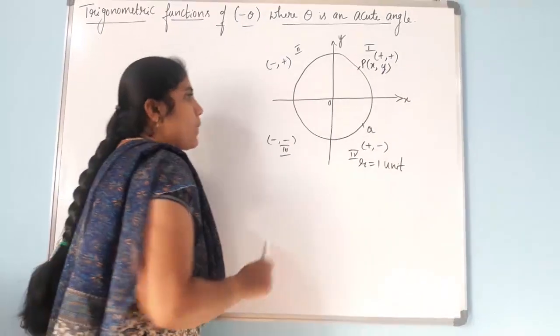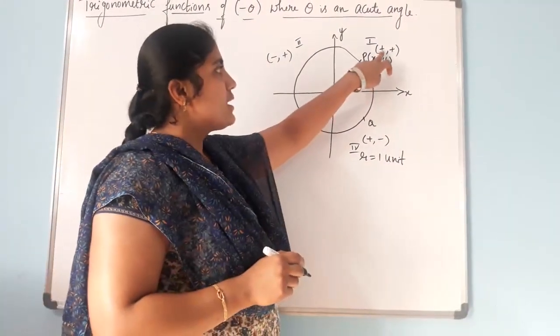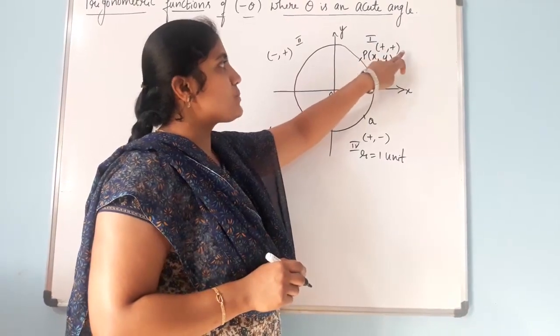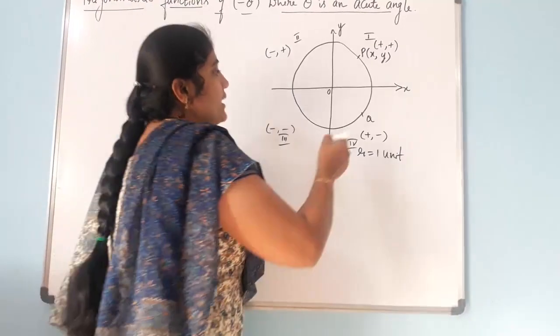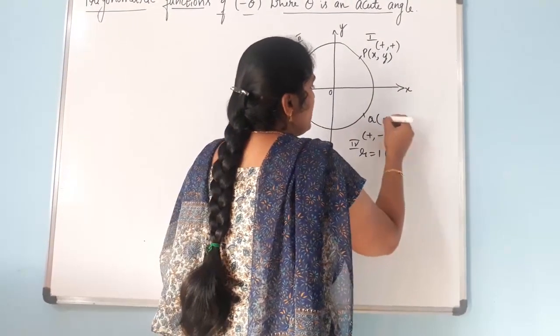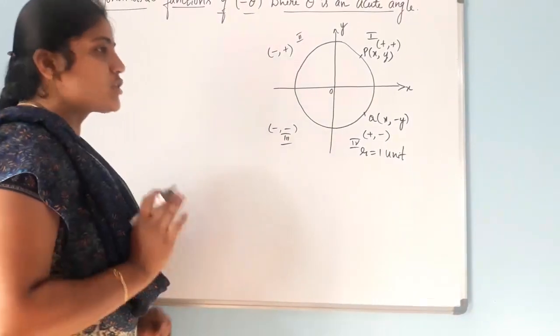x, y. So we have to take two positive values. Therefore, since in the first quadrant both are plus plus, I am taking plus x, plus y. Let the coordinates of point Q be x, minus y. Okay, I have taken it in a general form.